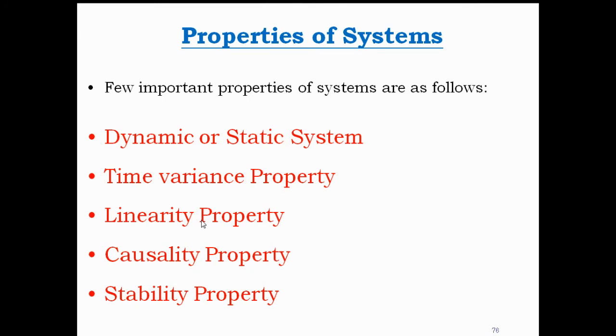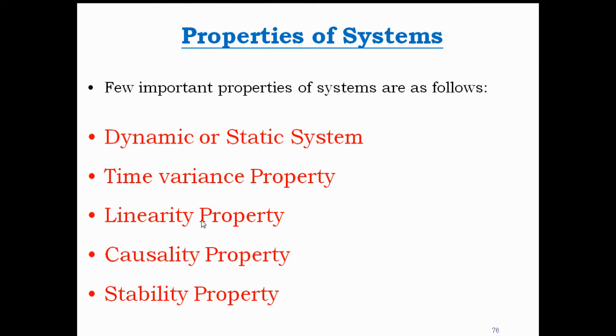We will look at these properties one by one, and each has its own examples. First I will take one property, explain in detail how to check whether a given system is dynamic or static, or time variant or invariant, and then I will give you an assignment of 5 to 10 examples for checking each property.